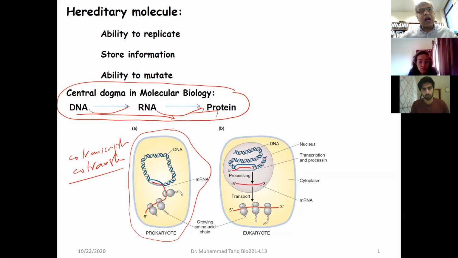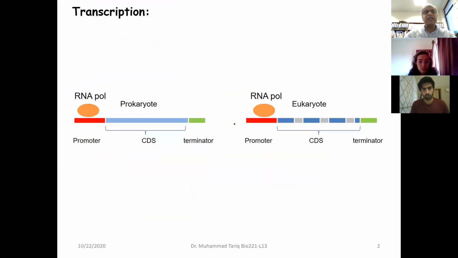For example, this is DNA, RNA is being transcribed, and this RNA is caught by ribosomes, which translate the protein. In eukaryotes, RNA gets transcribed, undergoes processing and splicing, introns are removed, and then this mature messenger RNA is exported into the cytoplasm where it is translated. The rest of the phenomena in organisms, be it prokaryote or eukaryote, are the same, which are the fundamental basis of heredity: they replicate, they store information in DNA, and they are prone to mutation as well. Now, why are we looking at this central dogma?